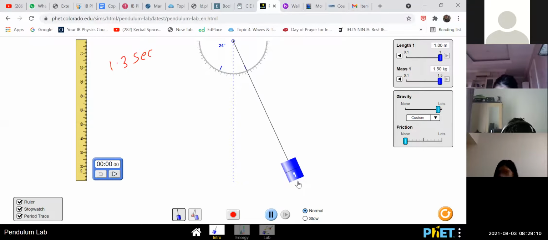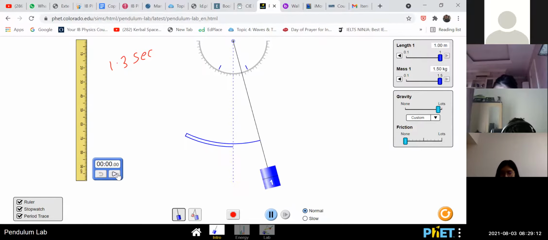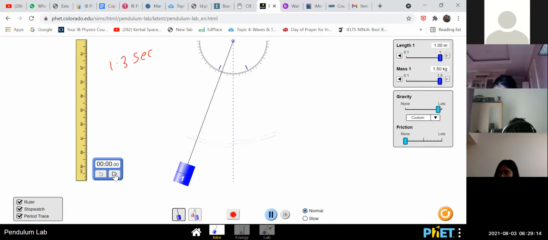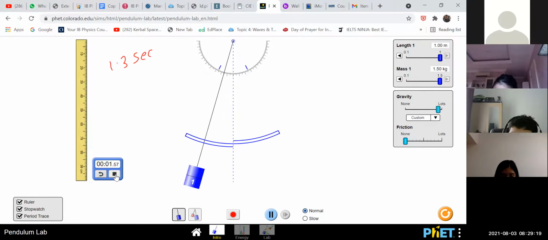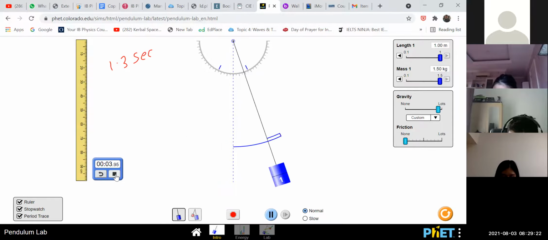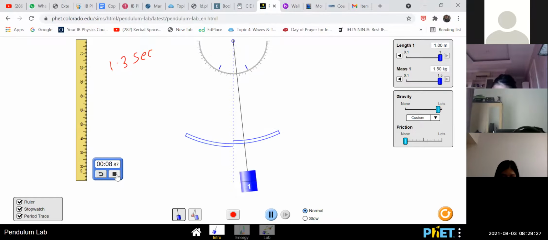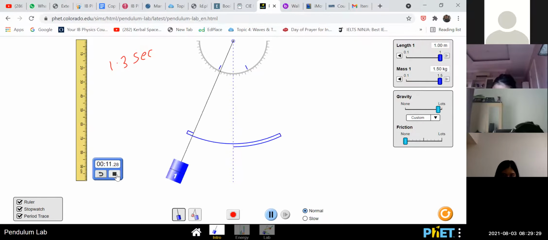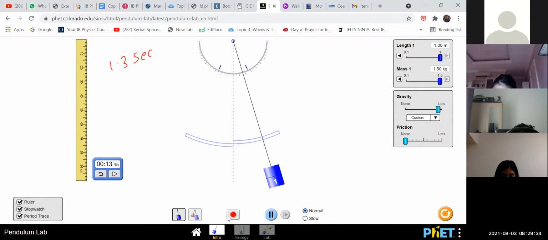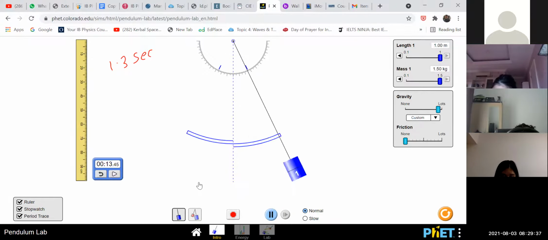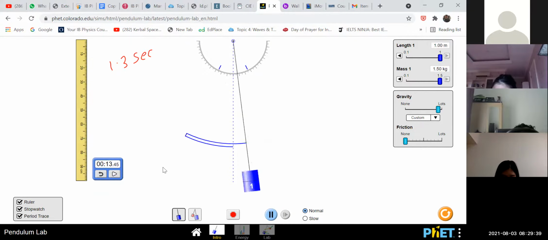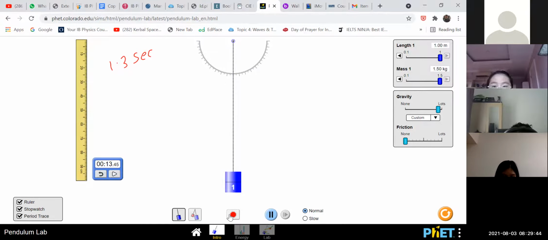Again, the angle should be the same, 25. Let me release. 1, 2, 3, 4, 5, 6, 7, 8, 9, 10. Again 13.45 seconds. So every time we are getting almost the same result, children: 1.3 seconds, 1.3 seconds, 1.3 seconds for one oscillation.